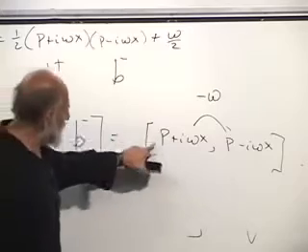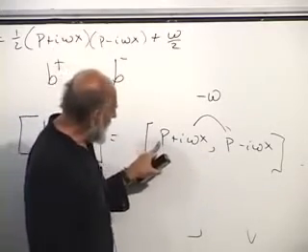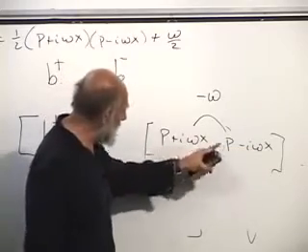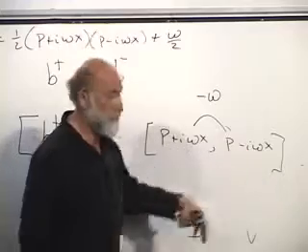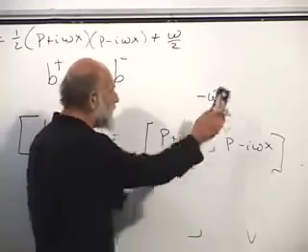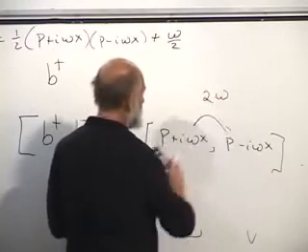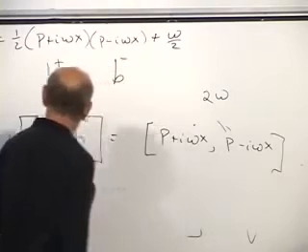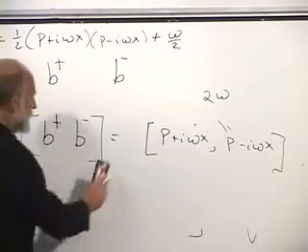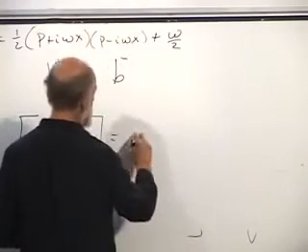The commutator of p with minus i omega x, well, the commutator of p with x is minus i. Commutator of x with p is i. Commutator of p with x is minus i. But there's another minus here. The whole thing just gives 2 omega. So the commutator between B plus and B minus is just 2 omega.